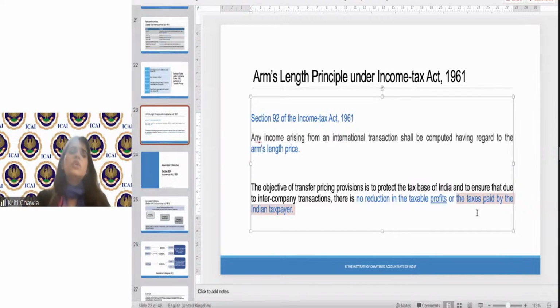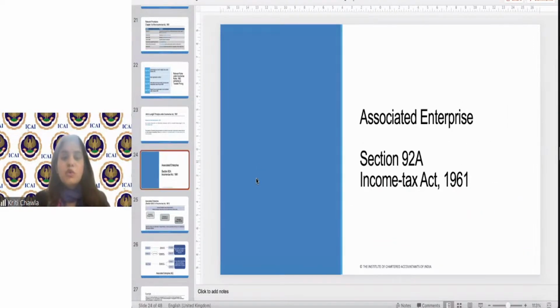Now going forward, we'll discuss what exactly is an international transaction, since India says that there should be an international transaction. Similarly, India says that whenever there is a related party transaction, what is this related party transaction? Well, this is what we'll discuss in detail going forward. But what we'll do is we'll start with associated enterprise.